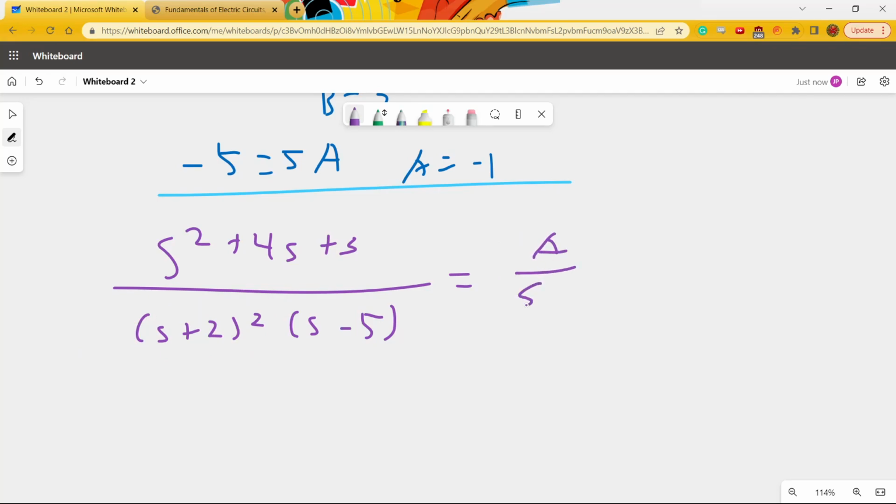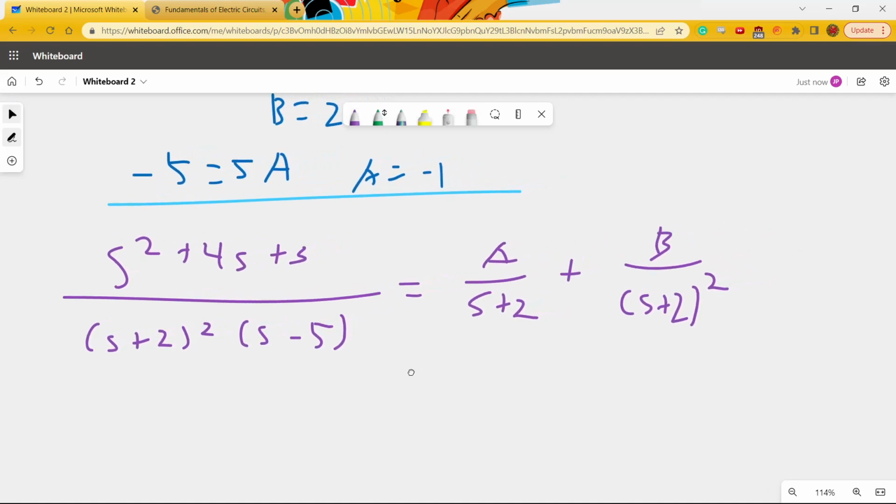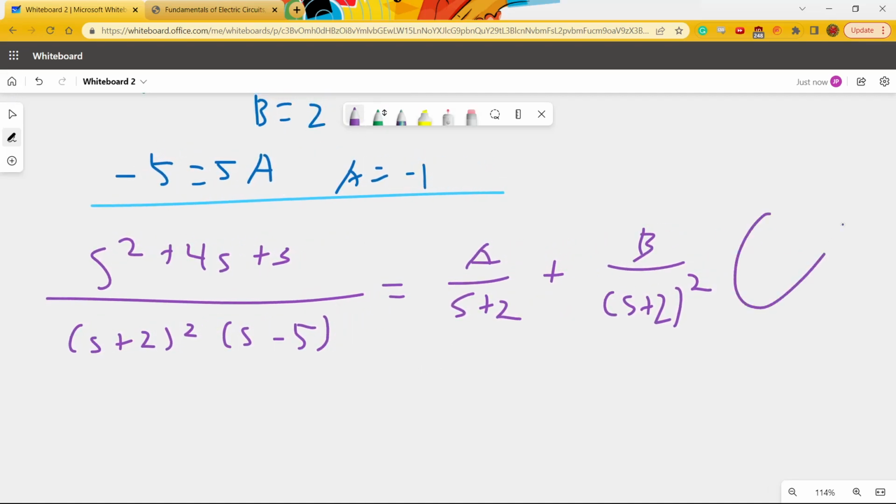The first expression is a over s plus 2, that's one of them, but the other one is b over s plus 2 squared. So you bring in that second power. And if it was a third power, you'd bring in yet another. But we don't have a third power here, we just have one. And then finally for s minus 5, we of course need c over s minus 5.